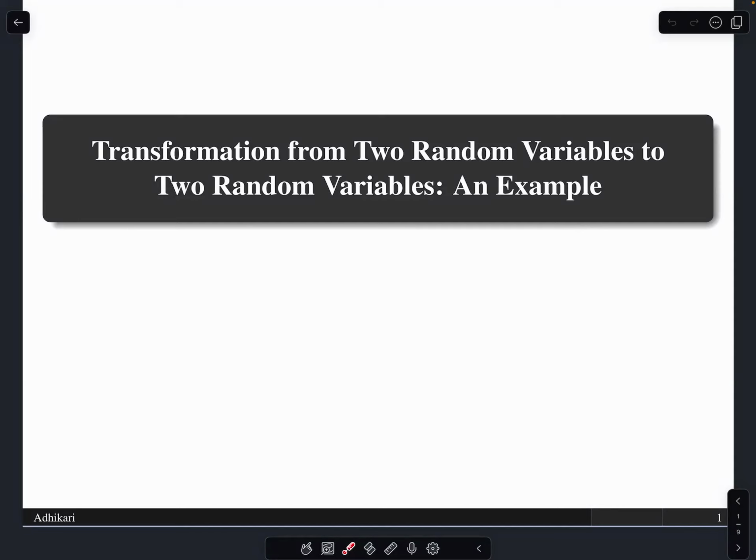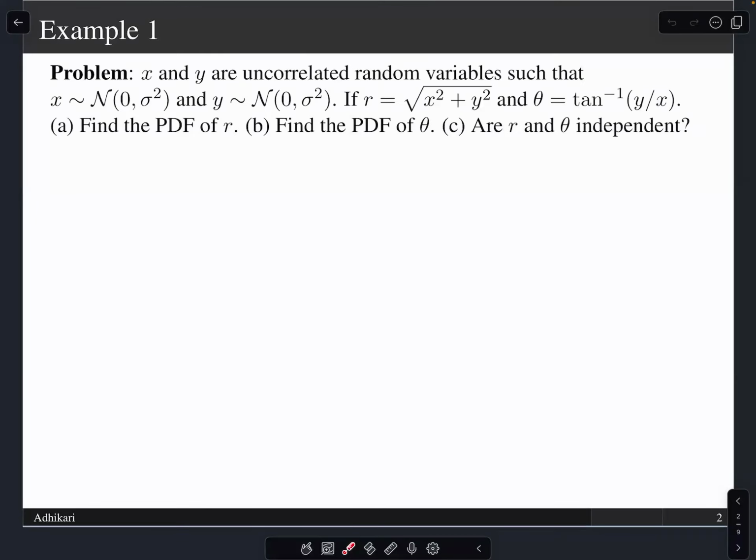In this video, we're going to see an example of transformation from two random variables to two other random variables that are functions of the first two. So here is the problem we have.